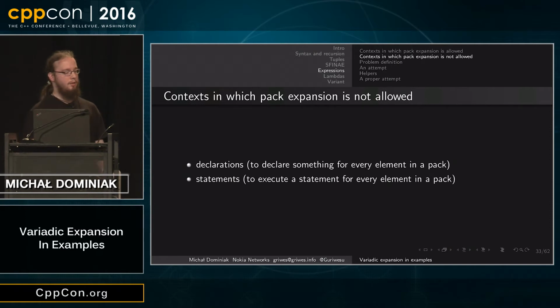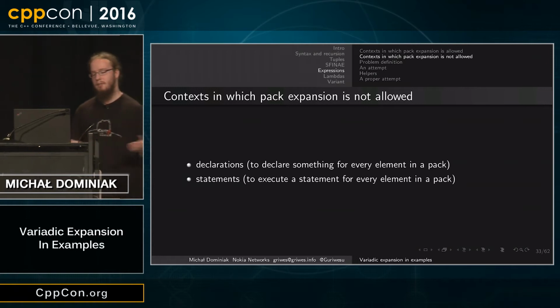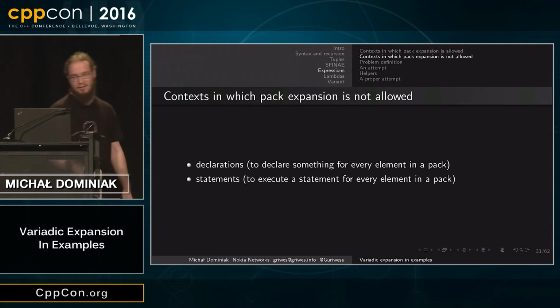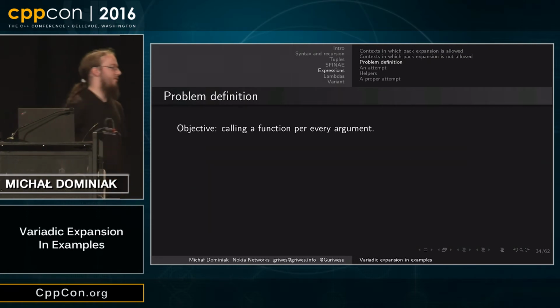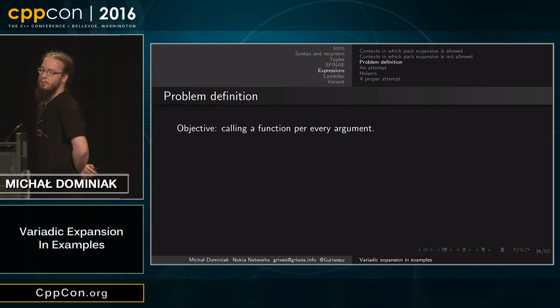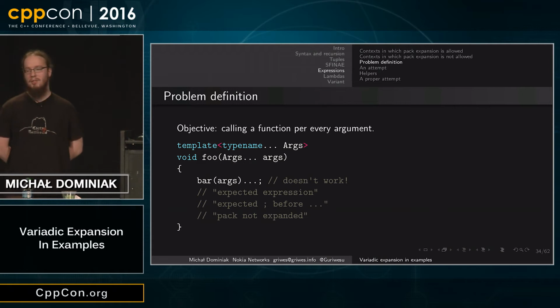And we cannot just create a statement out of a pack of expressions, not even parenthesizing the pack expansion helps, because what if the pack is empty? You cannot have just a parenthesis, semicolon, that makes no sense. So not everything is easy with variadic packs of expressions. So we want to call a function per every argument. Ideally, we would write something like this, and it would compile, but it doesn't. And for somebody who doesn't know what's going on, the error messages are very confusing.